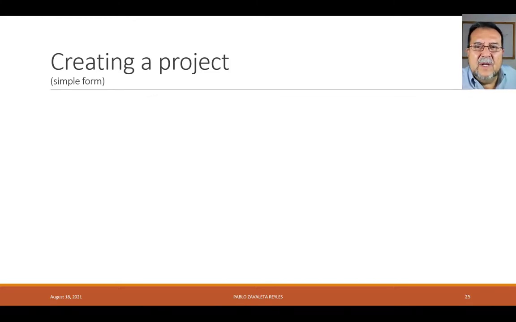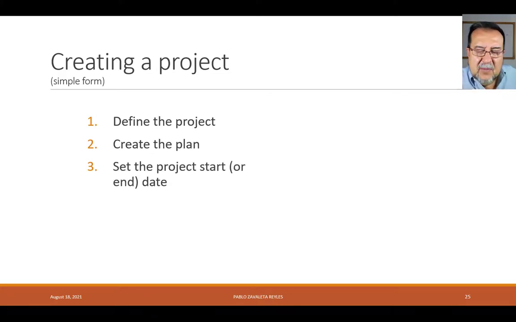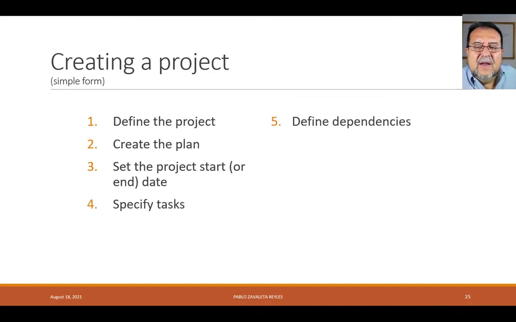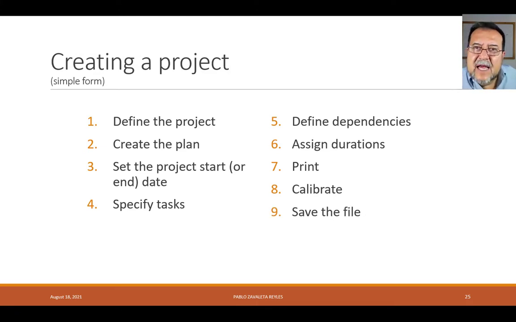The simple form is: define the project, create the plan, set the project start or end date, depending on whether you're programming forward-looking or backwards-looking. Specify the tasks that you will be doing, define the dependencies, assign the durations, print, and then calibrate. Finally, always, save the file. That's the short form, the simple form.